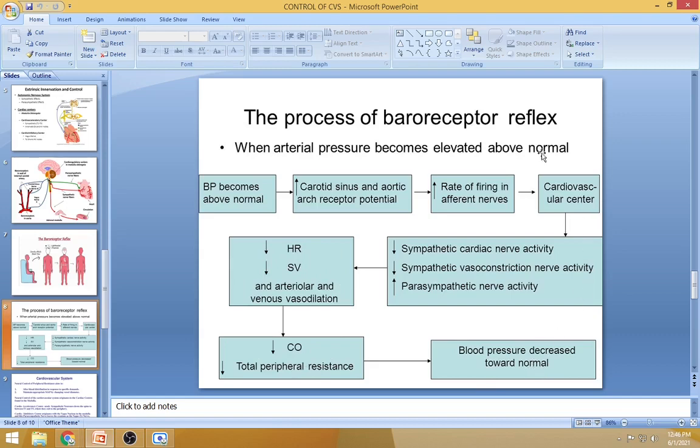So this is a very important process to remember, and the baroreceptor reflex is something that is frequently asked and that you must know at the tip of your finger.